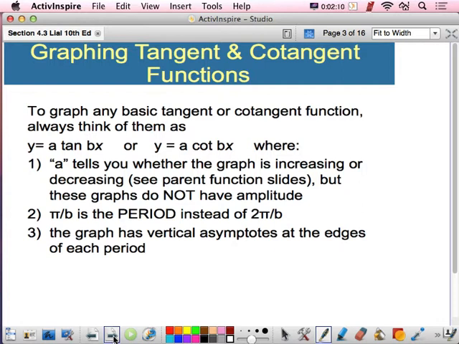All right, little b still tells you the period, but instead of the period being 2 pi over little b, for tangent and cotangent, the period is just 1 pi over little b. So be really careful with that. 1 pi over b. And finally, the graph has infinitely many vertical asymptotes at the edges of each period. So the periods will be separated by vertical asymptotes. So I'll pause for a minute, kind of let you look at it and see if you have any questions.